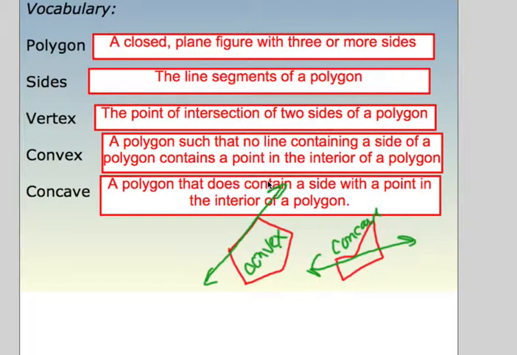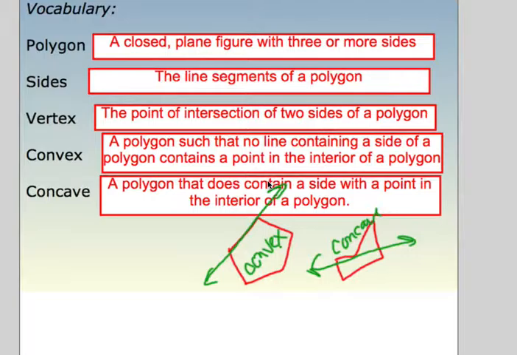Vocabulary that you'll need for today's lesson. We're going to talk about polygons and their sides, vertexes, whether they're convex or concave. Convex basically means there's no sort of indented portions of it, and concave has places where it sinks in on the figure. Of course, those are not technical definitions. The technical definitions are printed here.